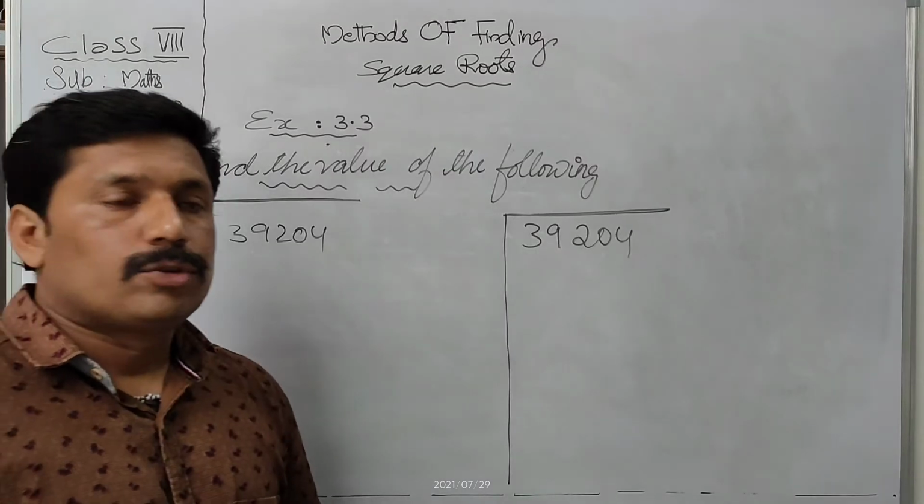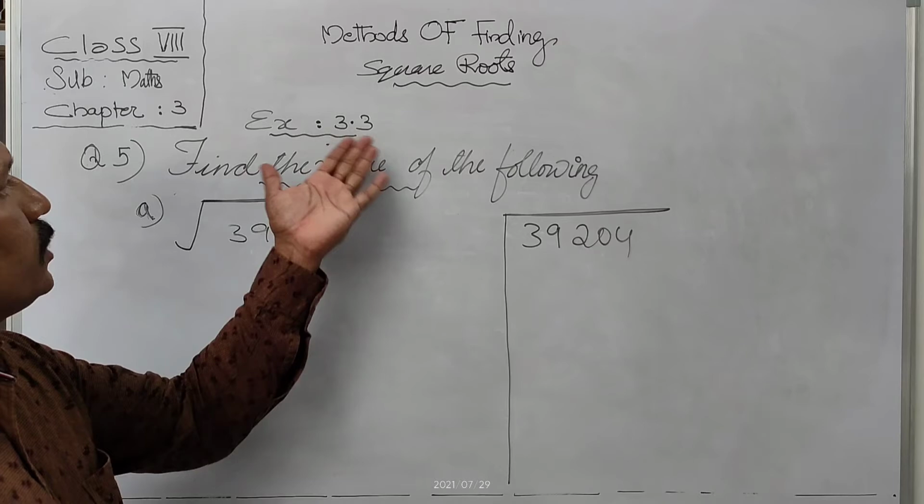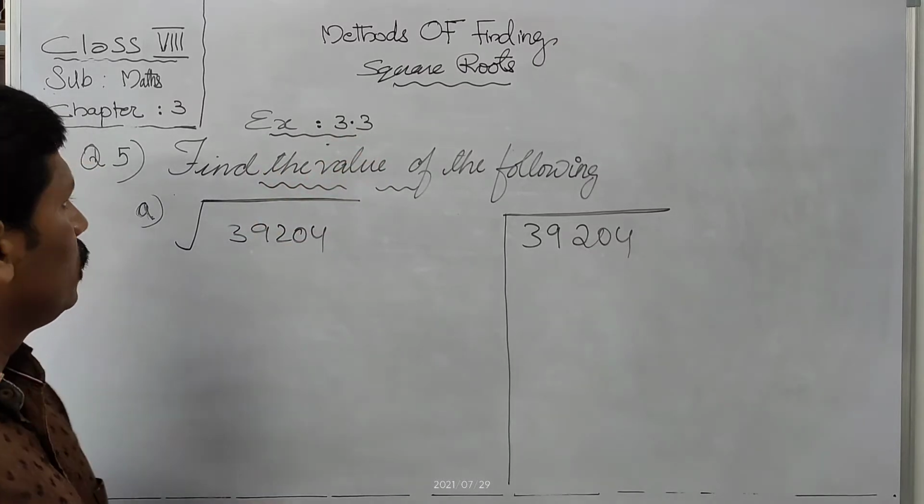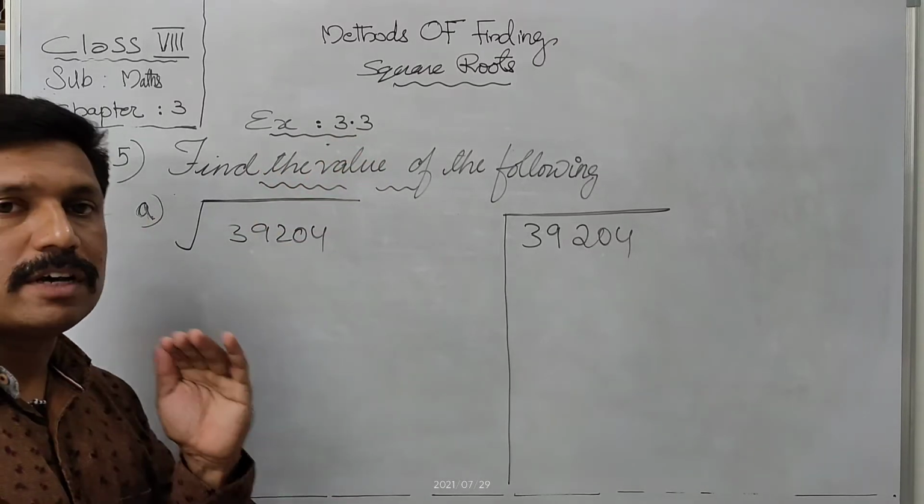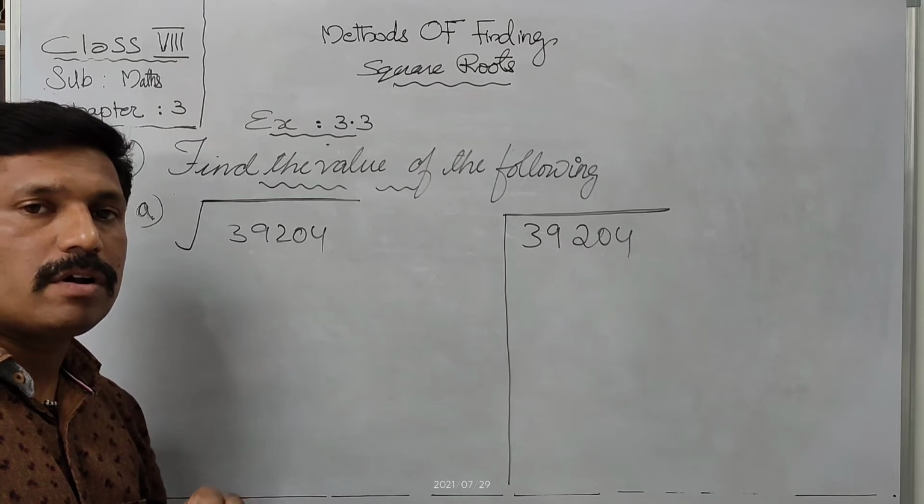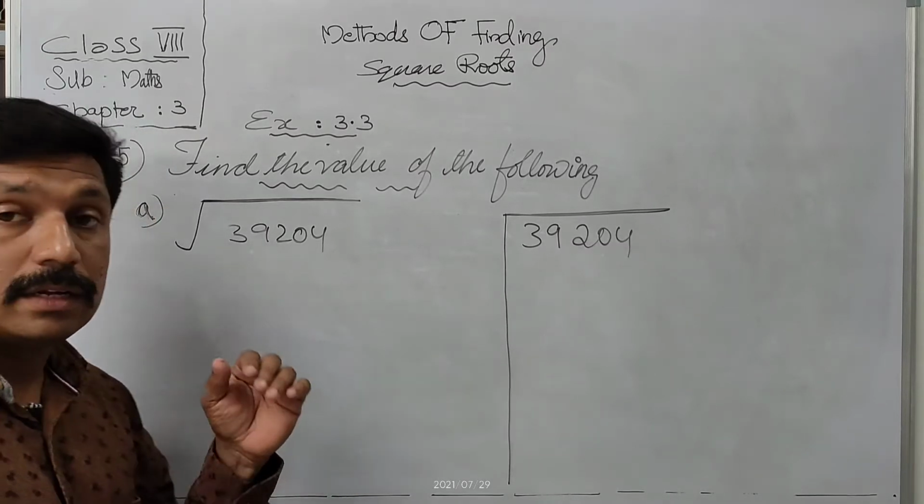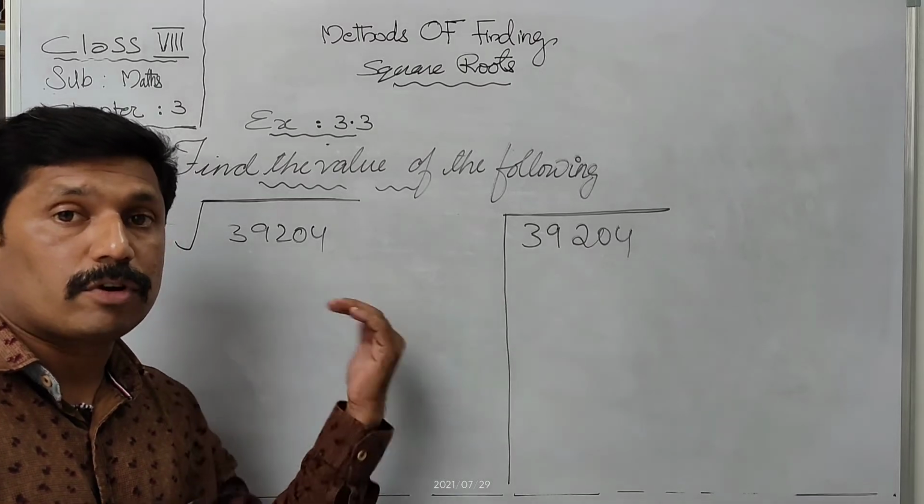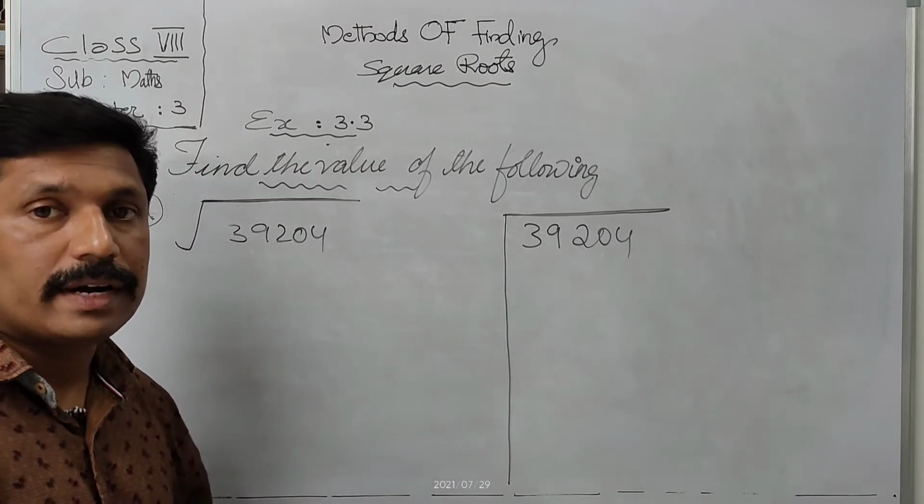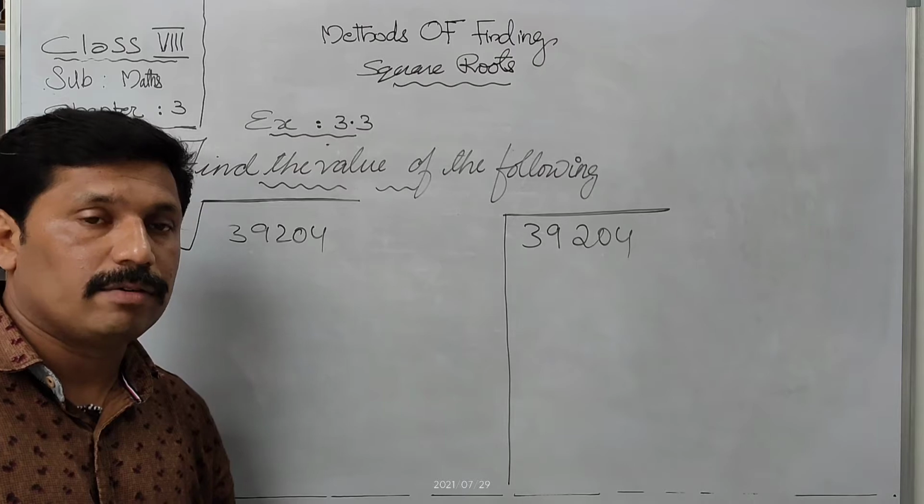Okay students, now we are going to solve exercise 3.3, the questions. Here we start from the 5th question because the first and second questions you already did in the previous class. The third question is the prime factorization method and the fourth question is the long division method. That I already explained. The remaining questions I will give as homework.